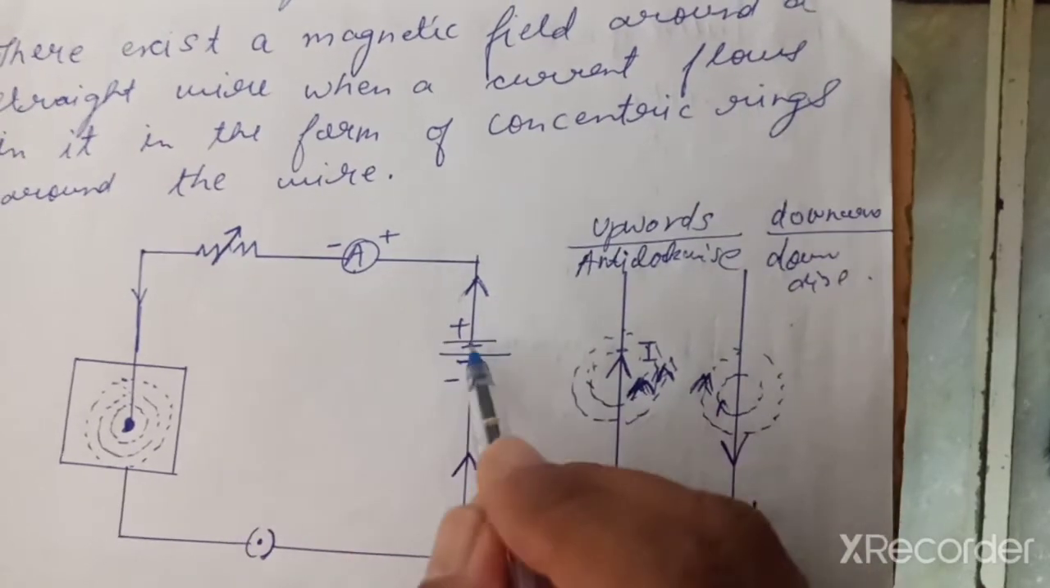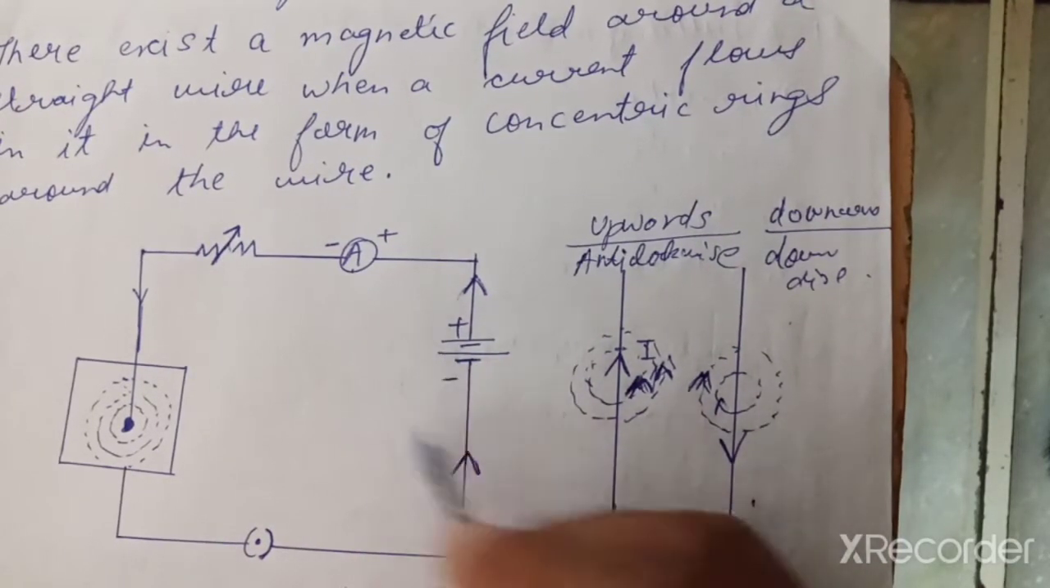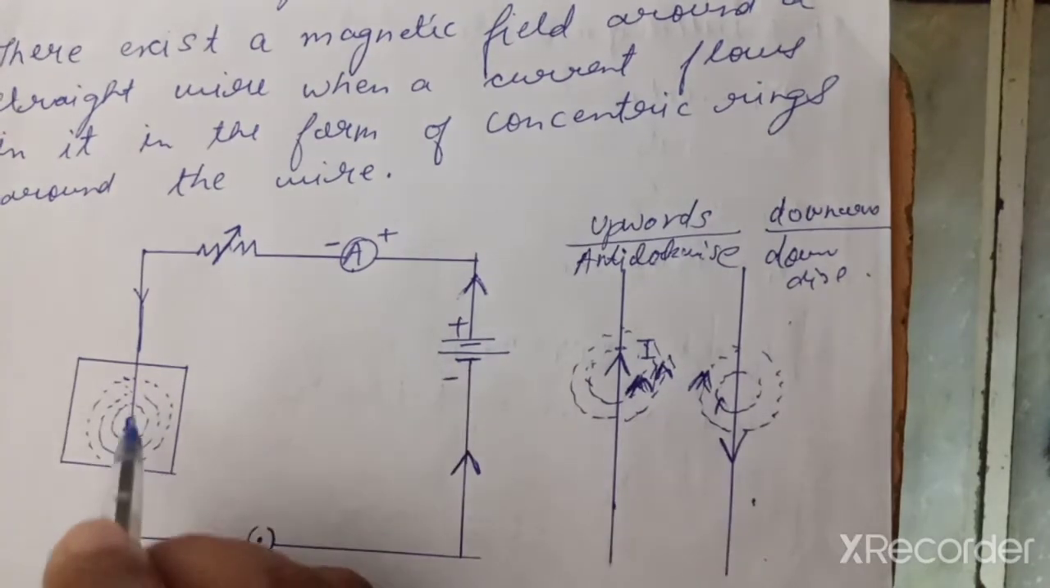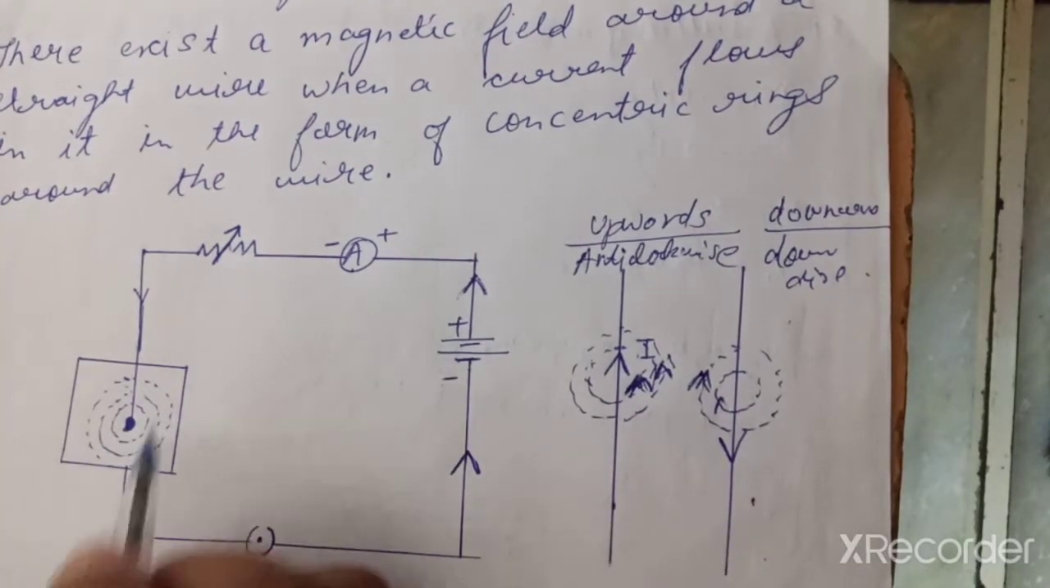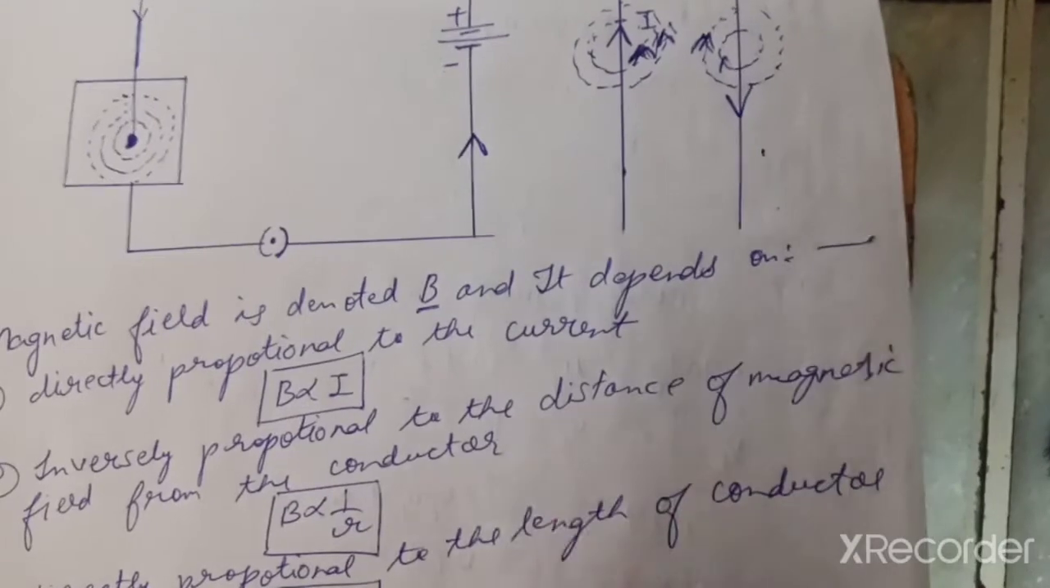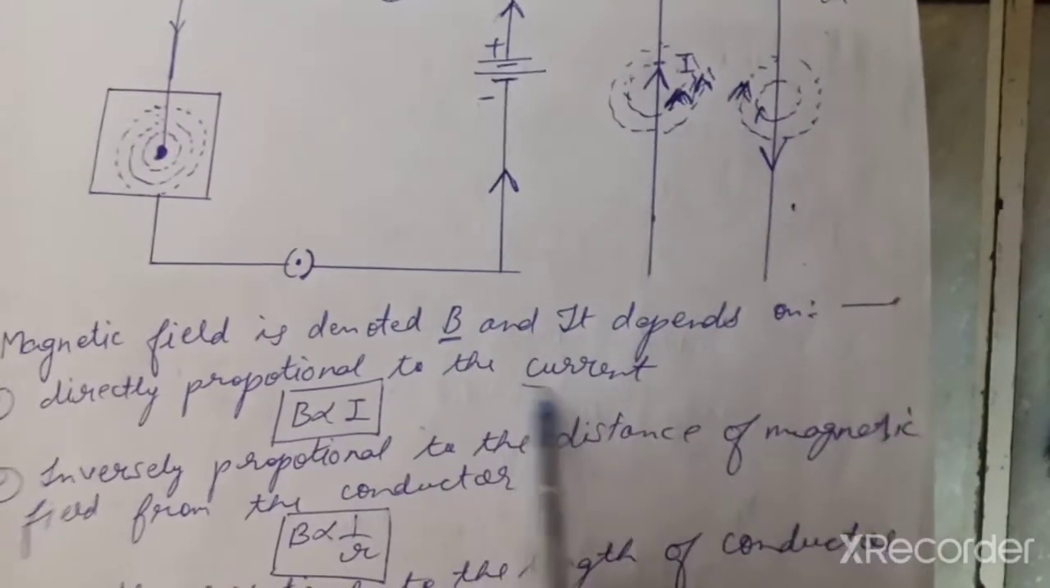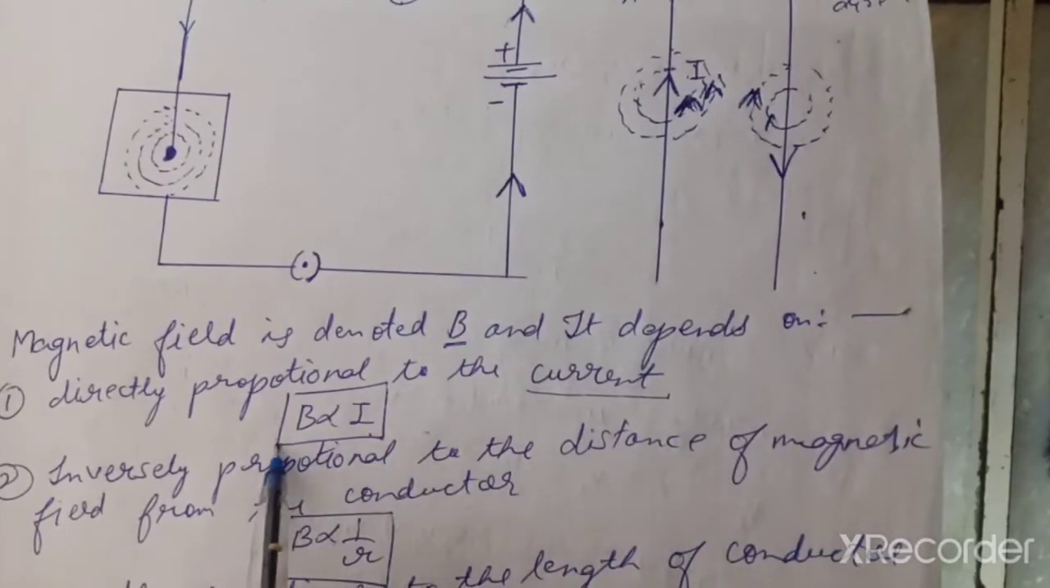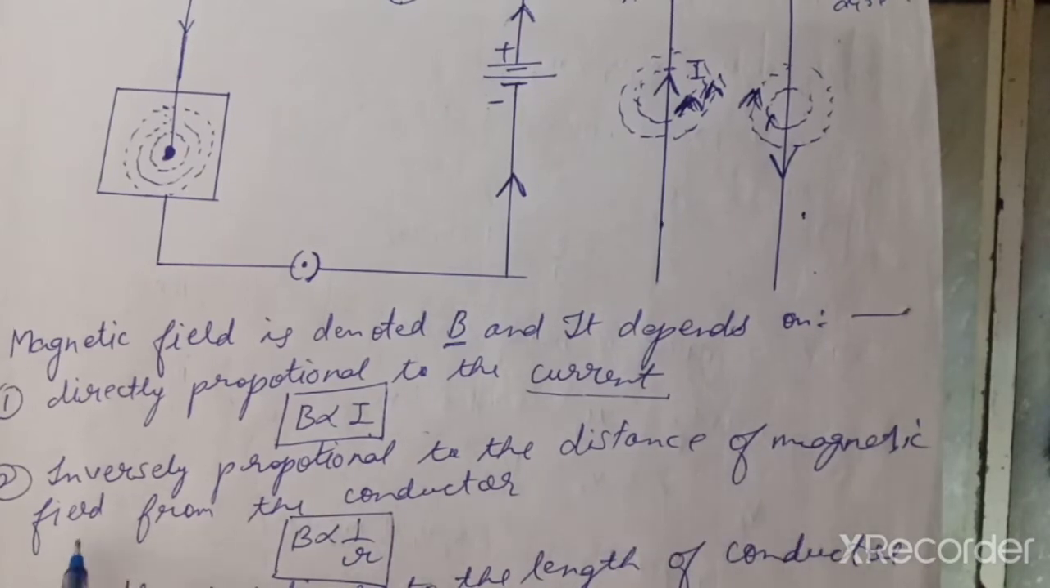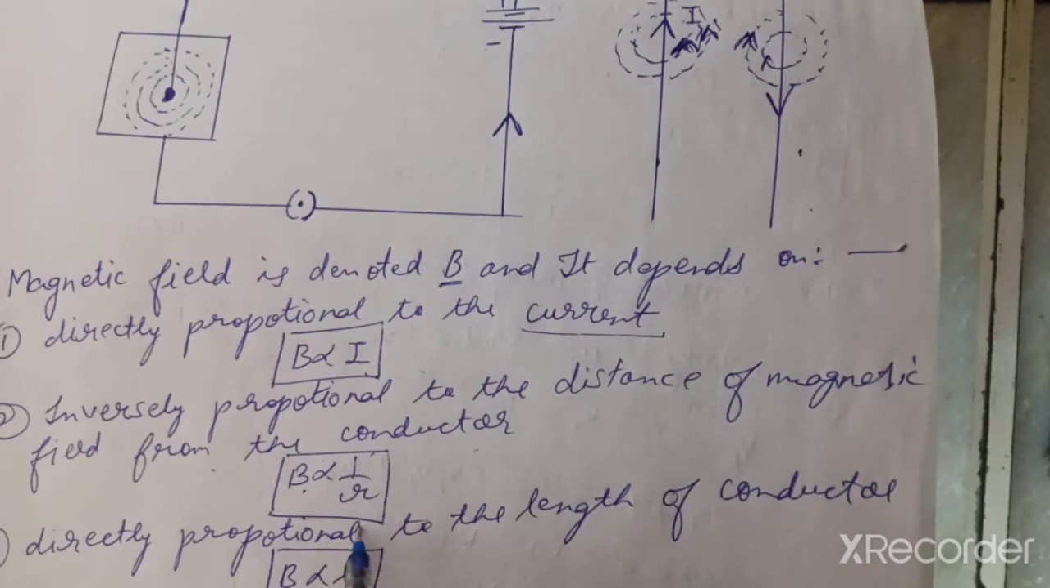It means we are increasing the strength of current, and when we are increasing the strength of current, the more powerful the magnetic field will be. So we can say that the magnetic field is directly proportional to the current. When the current is more, the magnetic field will be more. It is inversely proportional to the distance of the magnetic field from the conductor. B is inversely proportional to R.